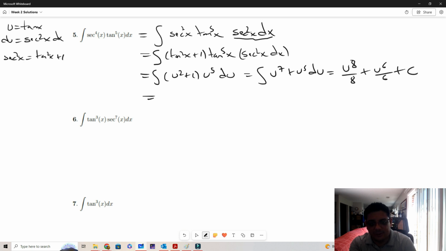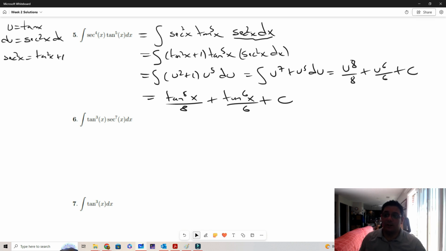And then going back to the original, this is tangent to the 8 over 8 when we replace for the original variable, tangent to the 6 over 6, and that's it. You can also do this one by using the secant, but the arrangement and the way that you have to play with the variables is different. So if you want to check how to do that one, check the solutions that are written in the module. There you're going to find the other option as well.